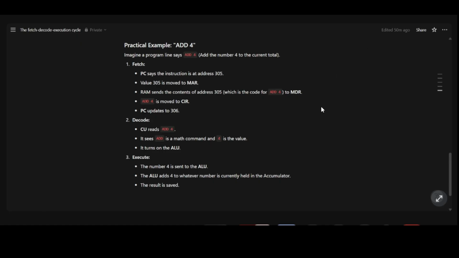So that is the fetch, decode, execute cycle. If you know this workflow entirely and thoroughly, it is very easy to get marks in conceptual questions related to this. Do you have any doubts in this so far?